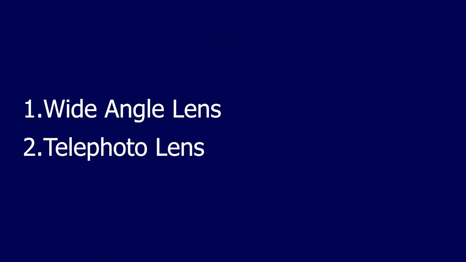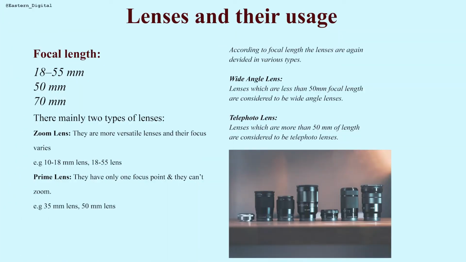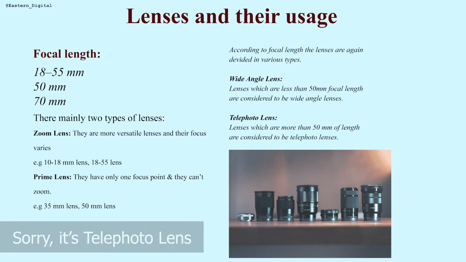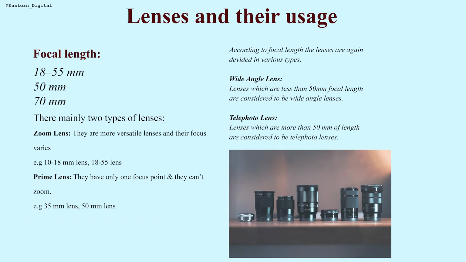Number one is the wide angle lens. Number two is the telephoto lens. Telephoto lenses are mostly the lenses which have a focal length of more than 50 mm. For example, if you are taking a 70 mm lens, then it is mainly called a telephoto lens.